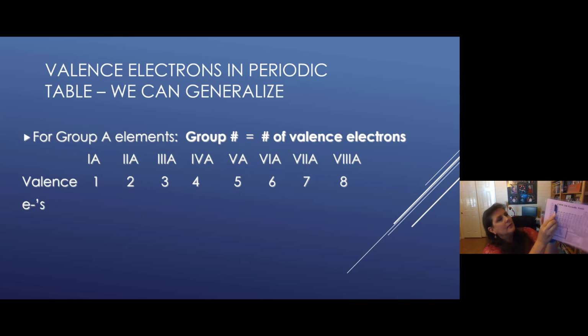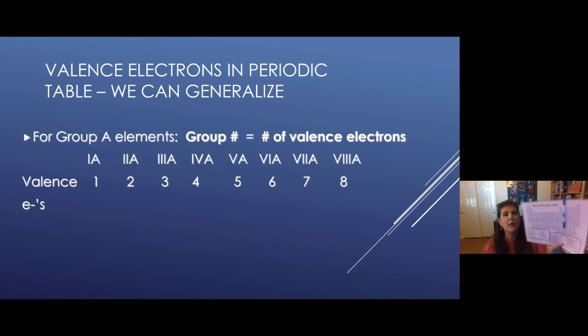Column 2 starts with beryllium and goes down. The second column, they all end s2. So they have 2 valence electrons. Now notice column 3 is over here with boron. Okay, the boron aluminum column is column 3A. So column 3A has 3 valence electrons. That's because they all end s2p1. 2 plus 1 is 3. So they have 3 valence electrons.